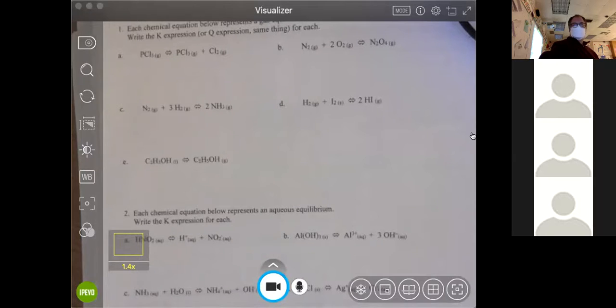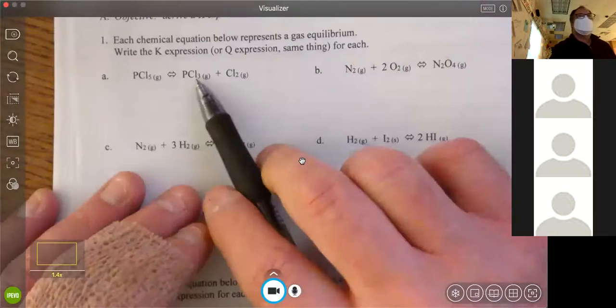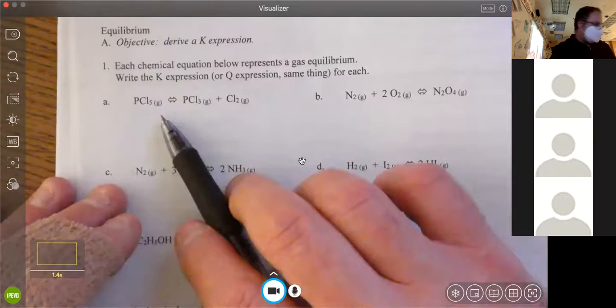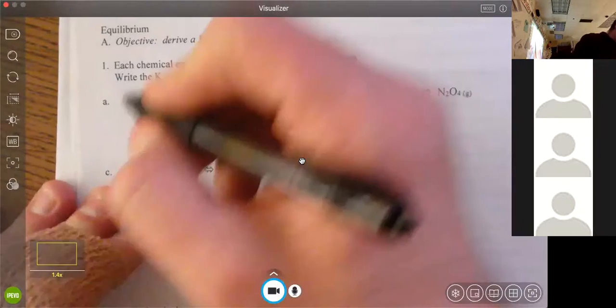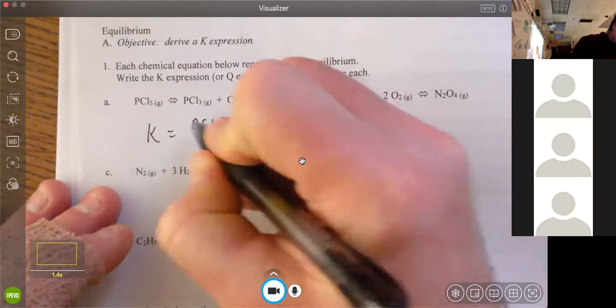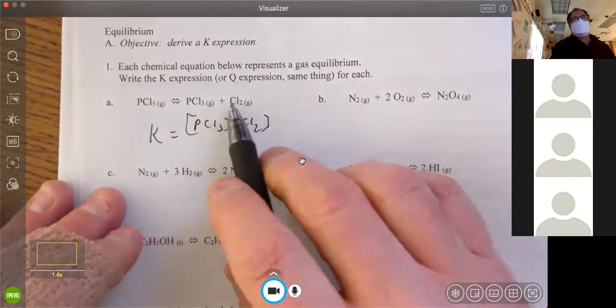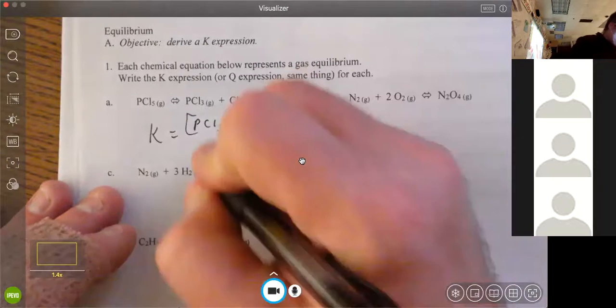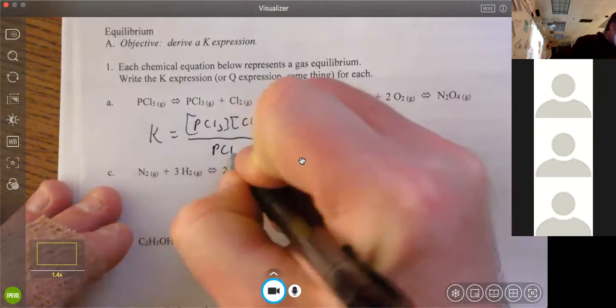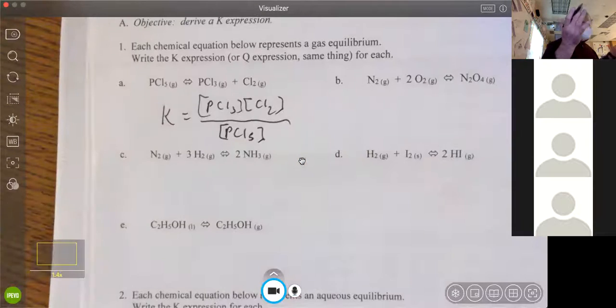Show formula setup, how the formula works. Okay, cool. This is quite easy. We take the products and put them over the reactants. So K equals the concentration of PCl3 times Cl2, the coefficient for each of these is 1, over PCl5. Easy enough?